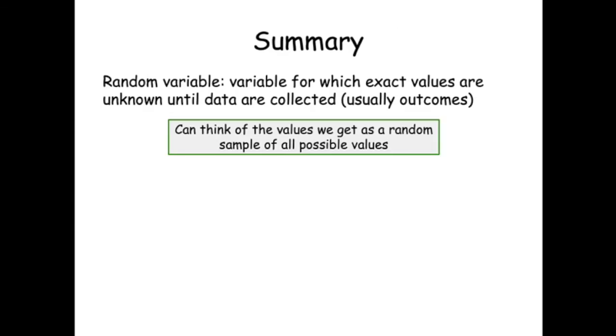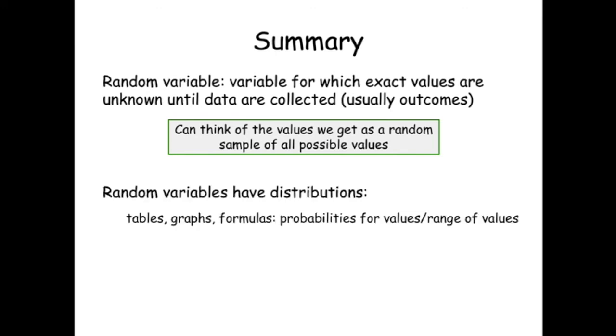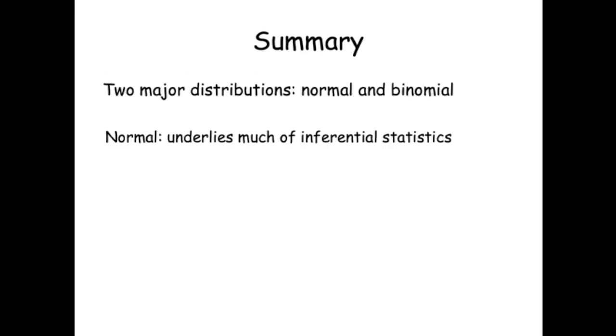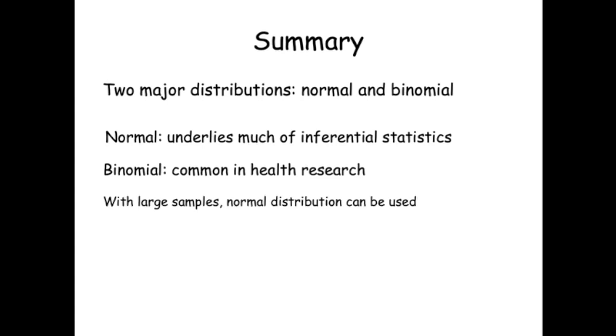To summarize the topic, a random variable is any variable for which exact values are not known until data collection. Random variables are usually dependent variables. They have distributions, and these distributions have means and standard deviations. We have looked at two major probability distributions, the normal and binomial. The normal distribution is the basis for many statistical tests, and the binomial distribution is a common model for biomedical research. When the sample size is large, the normal distribution can be used as an approximation of the binomial.